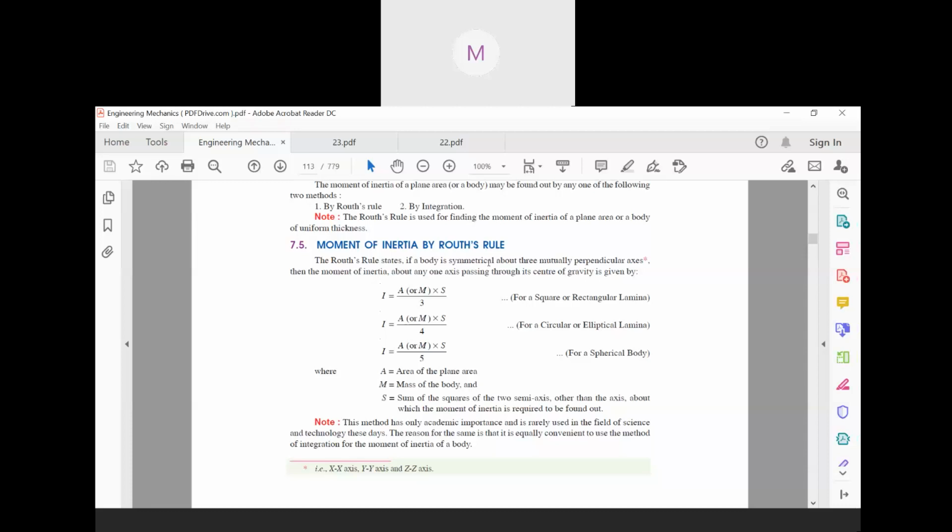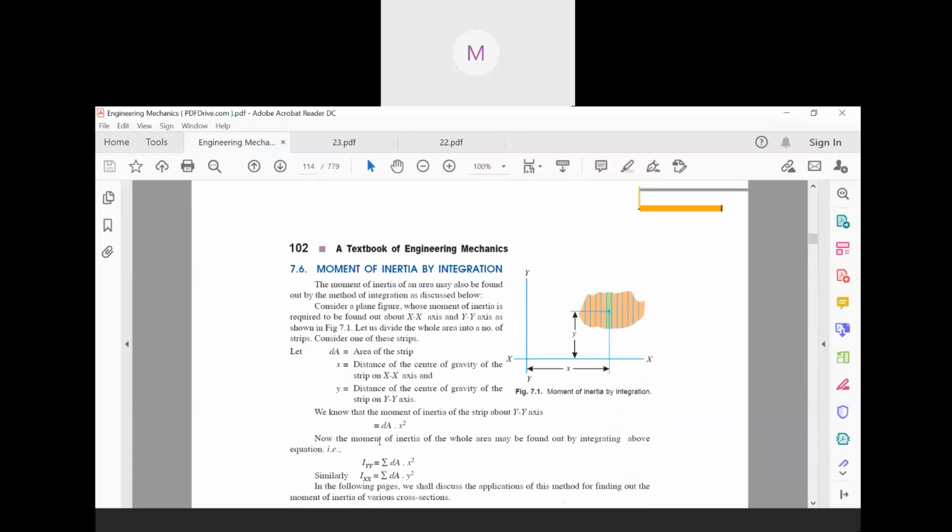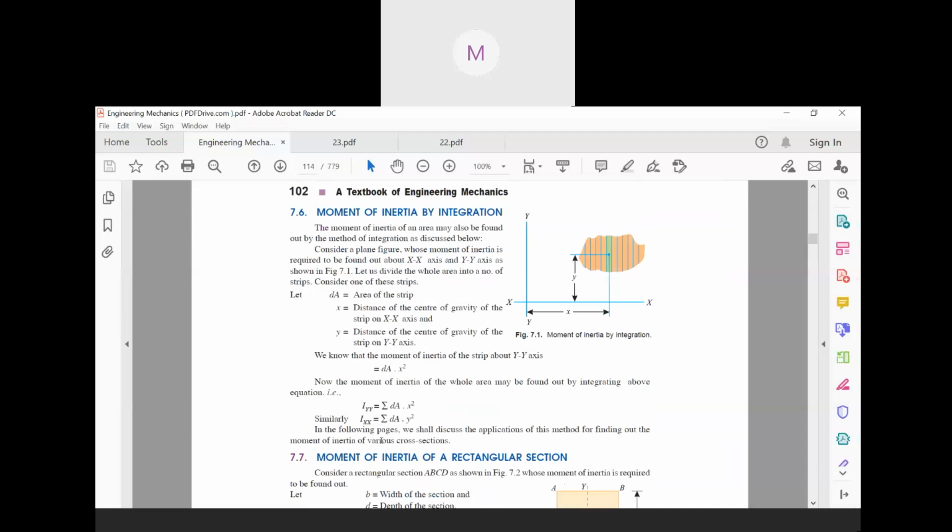Now this method is rarely used. So we'll be going for integration for finding out the moment of inertia. If you see this method of integration, how do we find it out? First of all, suppose this shaded orange color part.